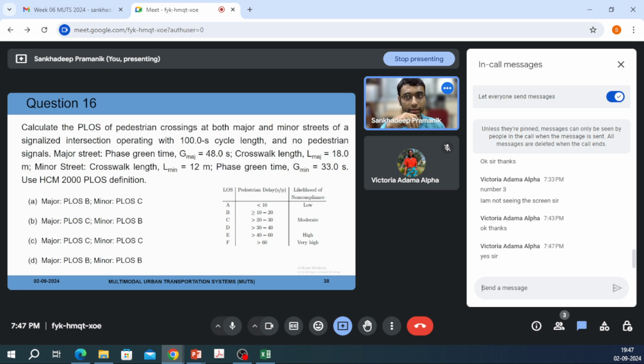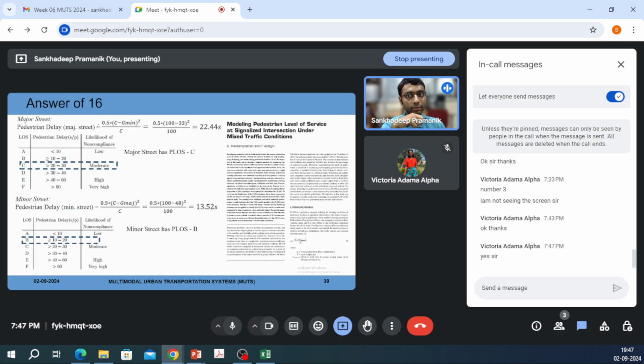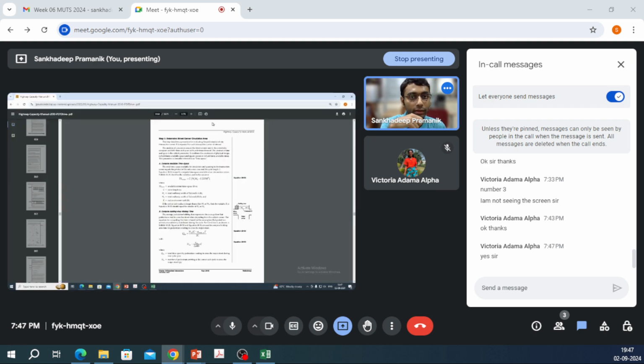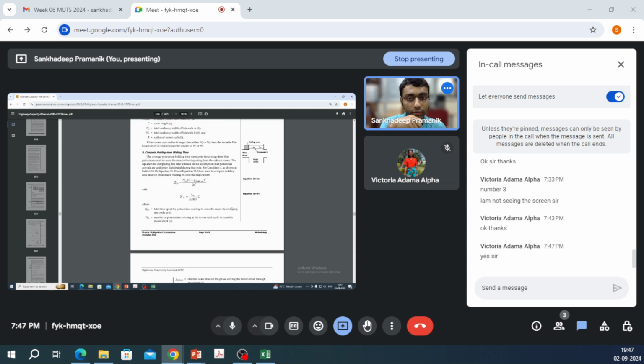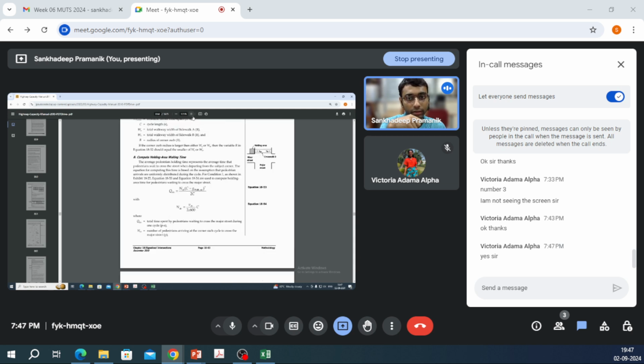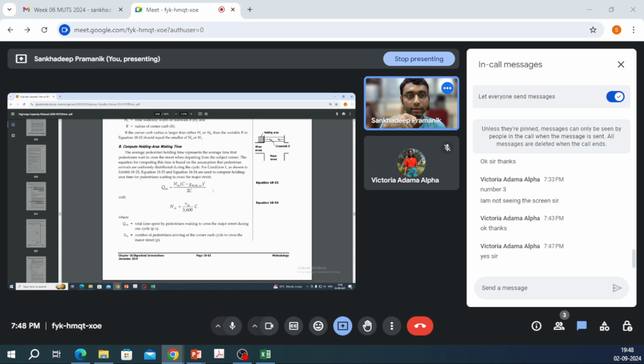For this question, calculate the PLOS of pedestrian, there was a confusion about this formula. So as I am seeing this, in the Highway Capacity Manual, the formula is like this: QTDO equal to NDO into C minus G square divided by 2C.